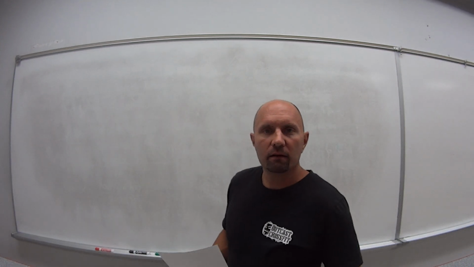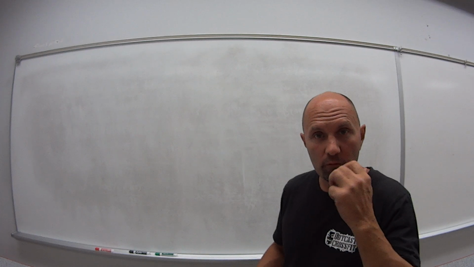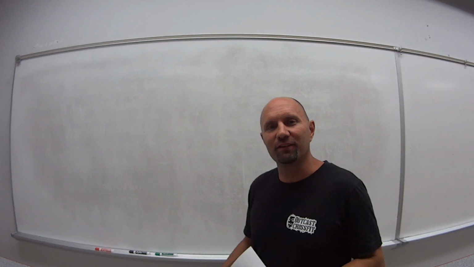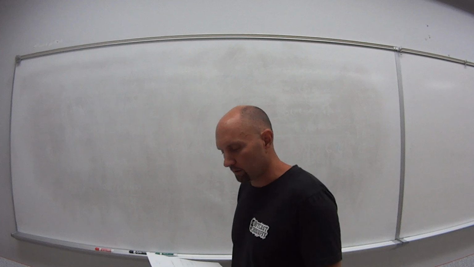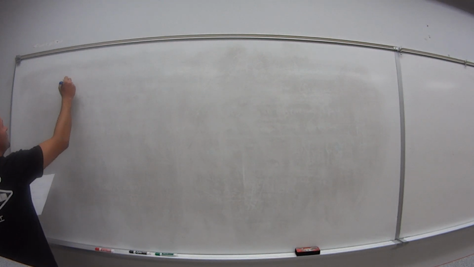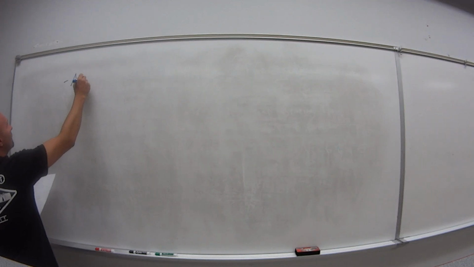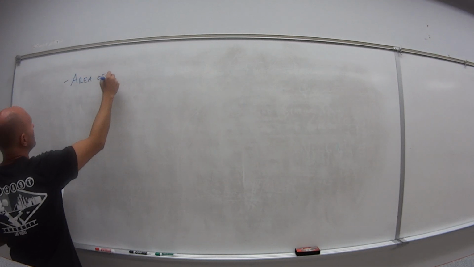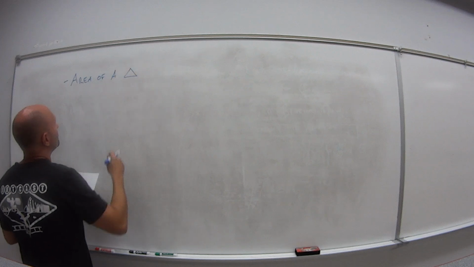Okay, welcome back. This is the third video of 3 videos for section 6.6, the section on law of cosines. This will also be a fairly quick video. Here we're going to be looking at how to figure out the area of a triangle.